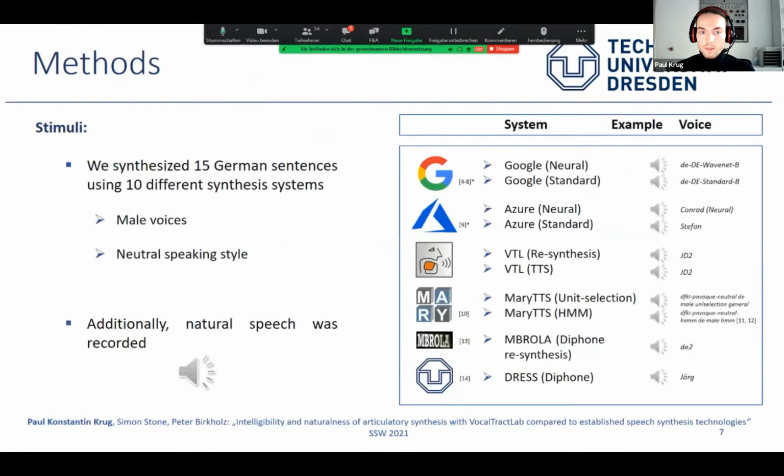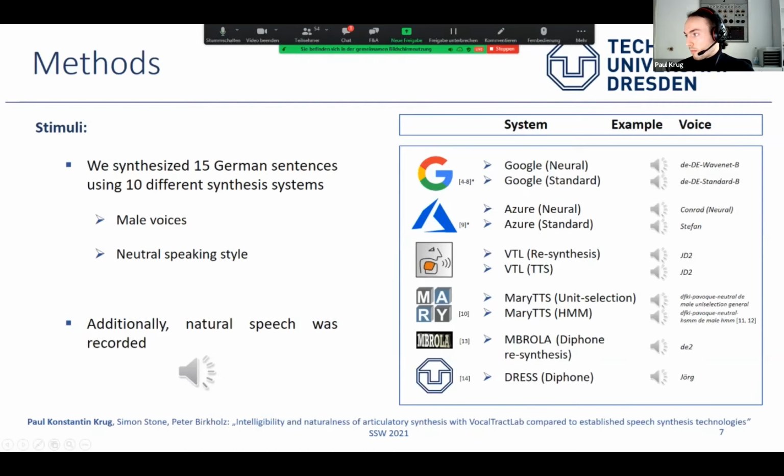So in our study, we synthesized 15 German sentences using several different systems. We used two commercial systems with 4 different voices. So we used 2 neural voices from Google and Microsoft, as well as their standard voices provided by their web services. And we can listen to these.